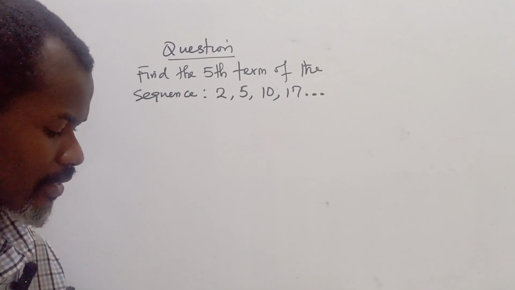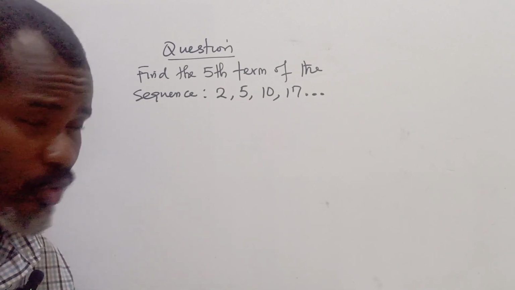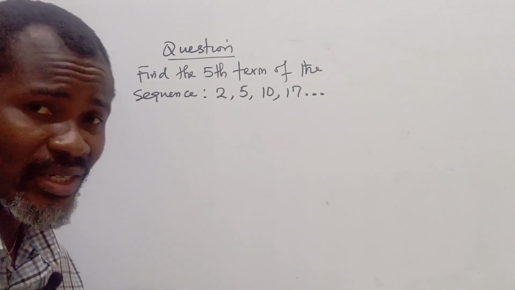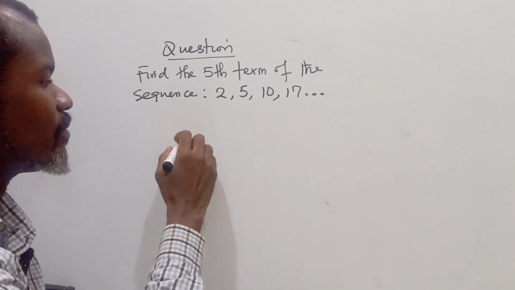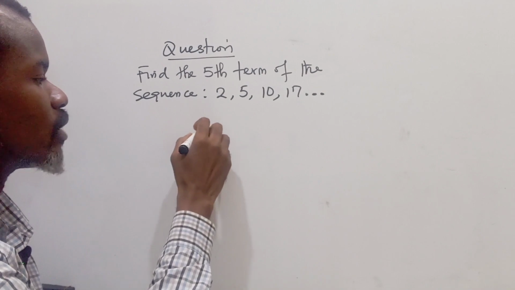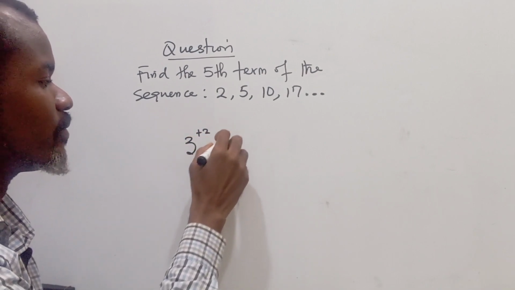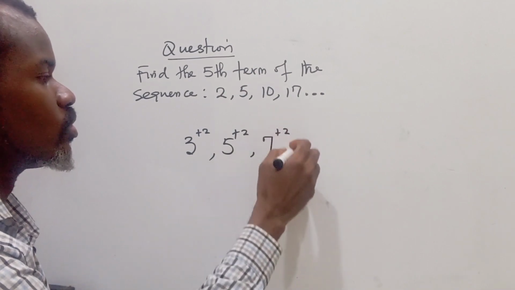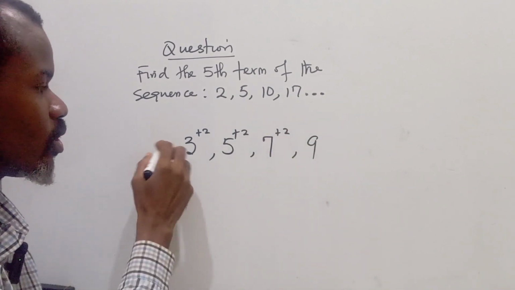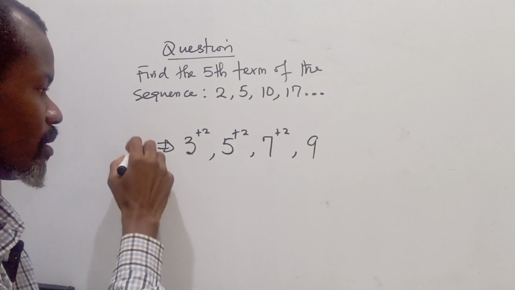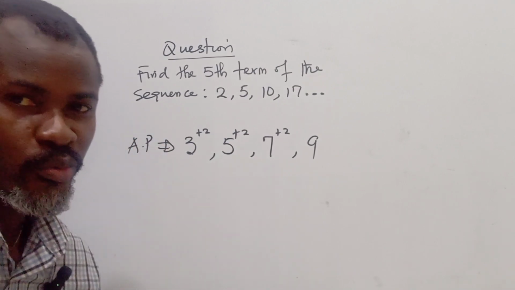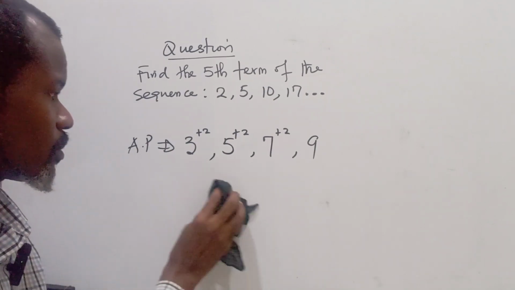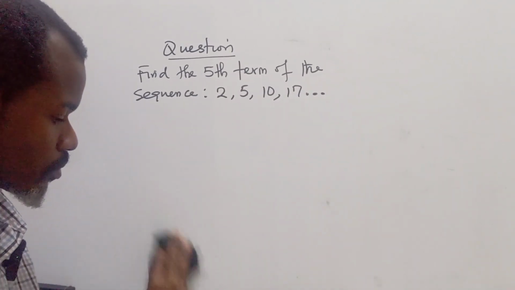So I'll give an example of what I mean by series and sequence. For instance, if I have three, if we add two to this, we have five. If we add two to this, we have seven. If we add two to this, we have nine. So such a sequence is called arithmetic progression. So that's a good example of a sequence.